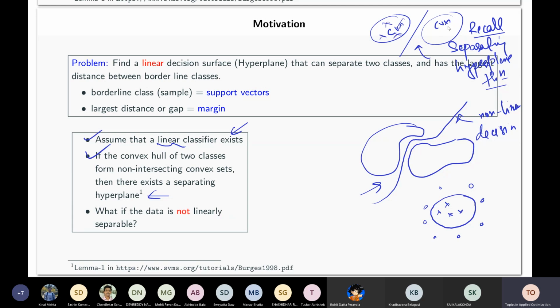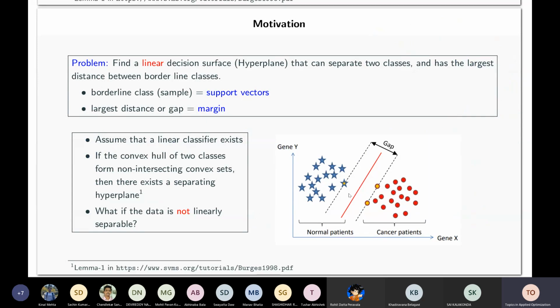Convex hull will become a convex set, and then the convex hull of this will become a convex set, and then there will be a separating hyperplane in that case, because from the separating hyperplane theorem that is guaranteed. There are cases where the data is not linearly separable, right? Okay, but we will leave that.